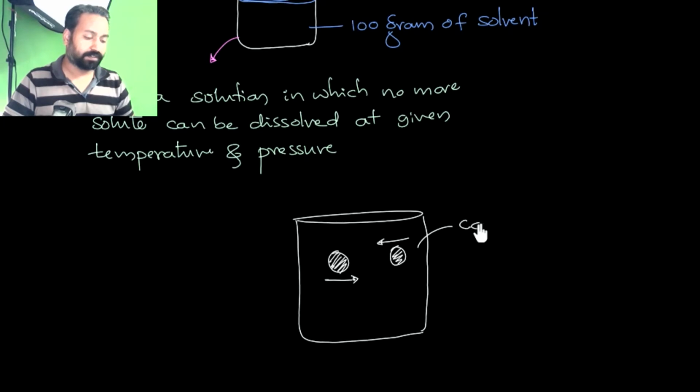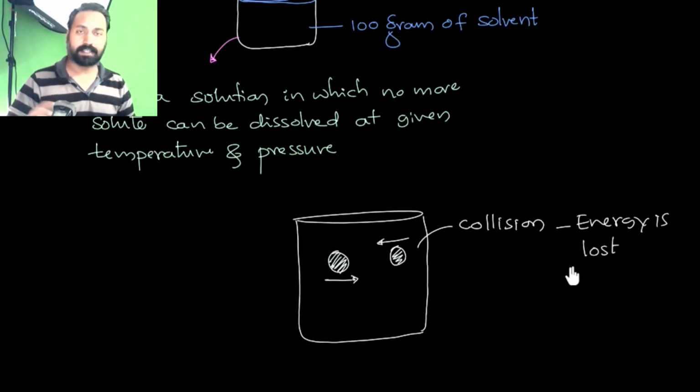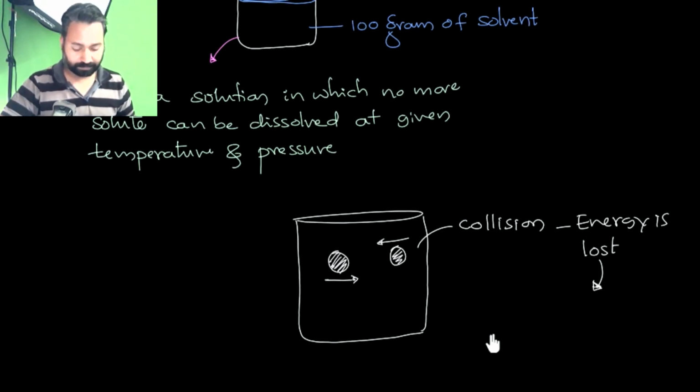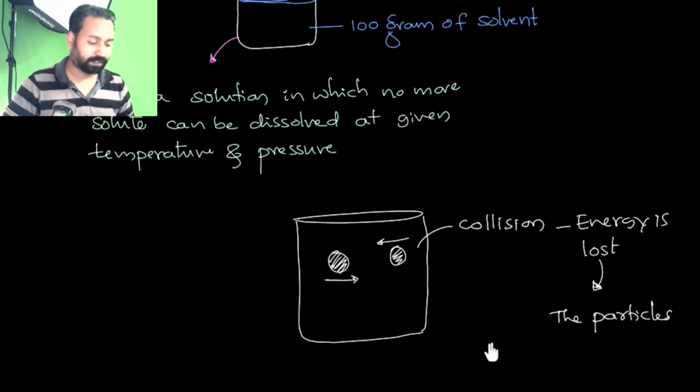Due to the collision, the energy is lost. As the energy is lost by the particles, they never get dissolved. They get settled at the bottom, or you can say that they are solidified. They came out of the solution. That leads to, okay, the particles, that is solute particles, solidify. They become solidified, and that process is called crystallization.